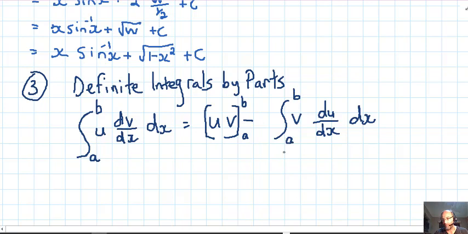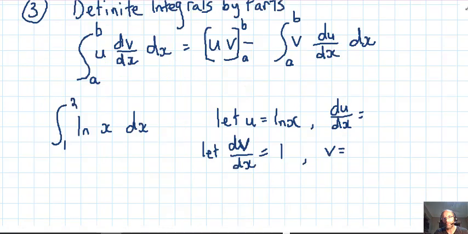And so between B and A, we simply put the limits of integration on there for our definite integrals. Let's do an example of one.